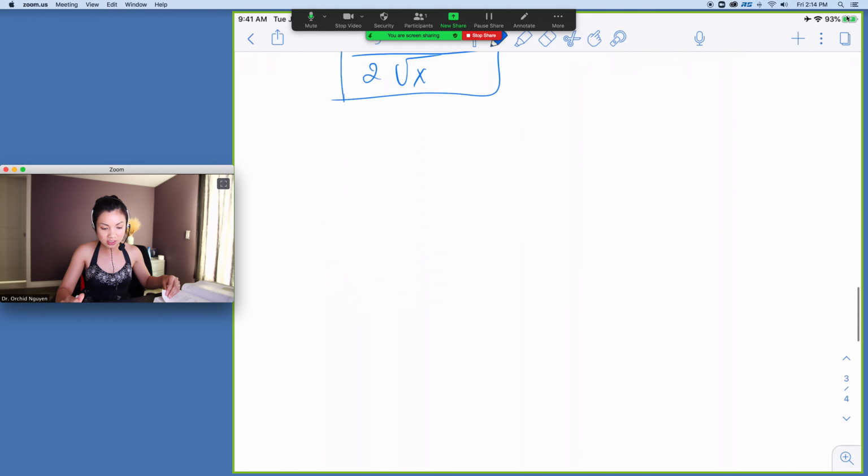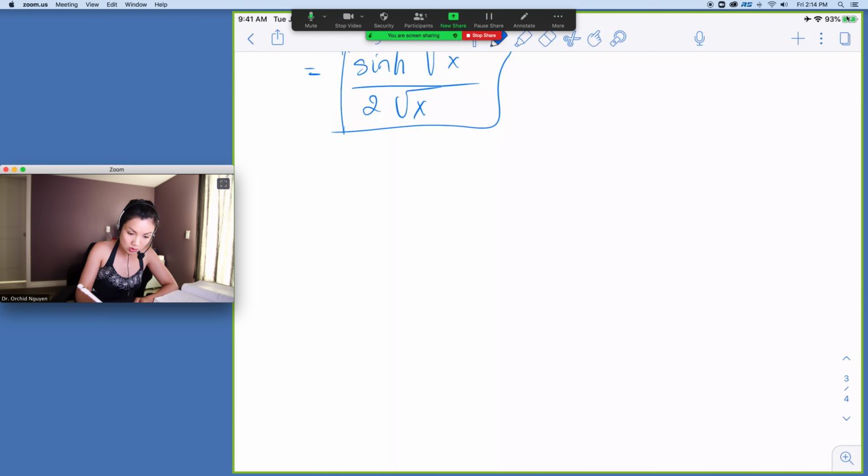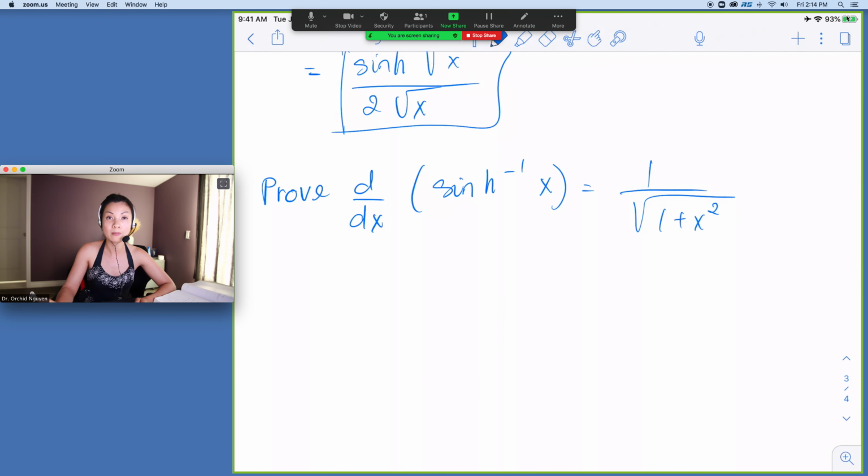Okay, now let's try a different problem. How about we try to prove some identity. Let's say I want to prove that the derivative of the inverse hyperbolic sine of x is going to be 1 over the square root of 1 plus x squared. So how do we prove this?